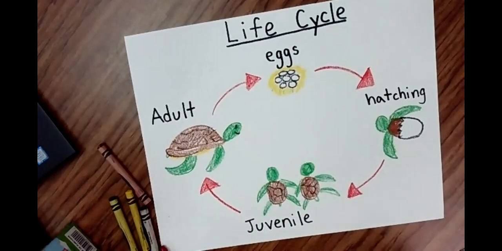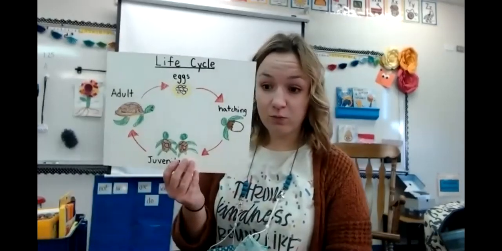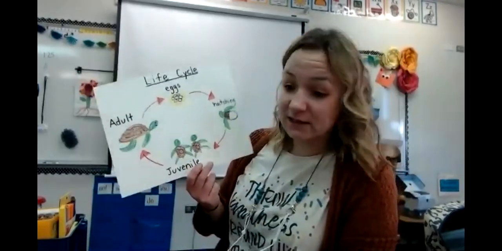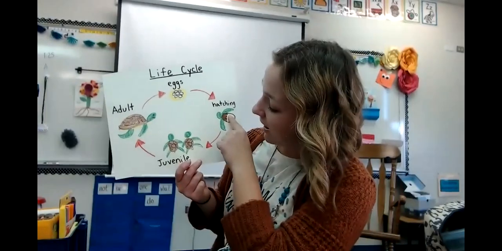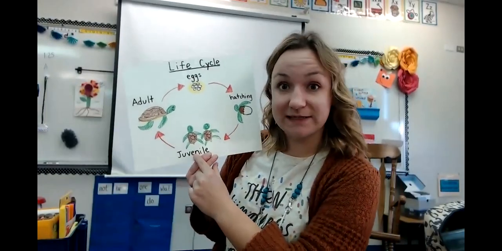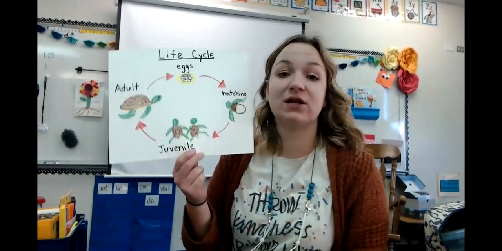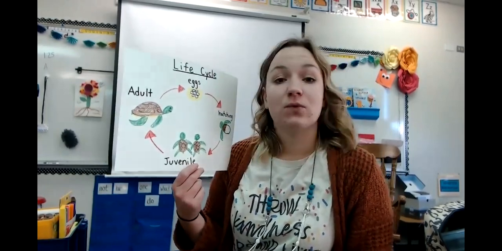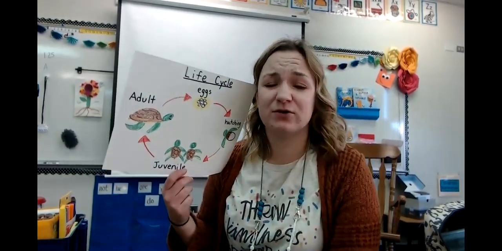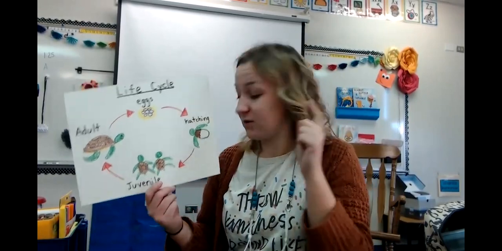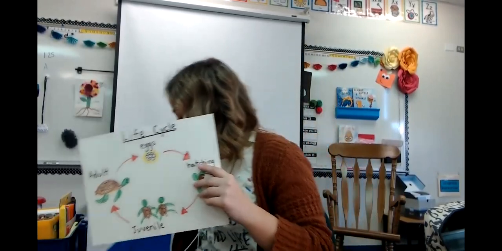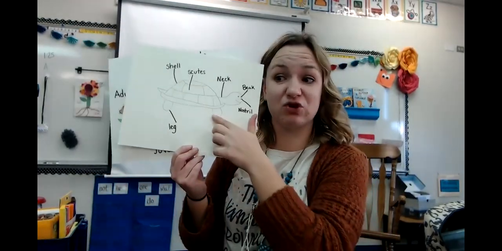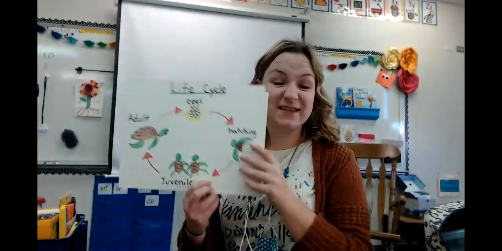Now, if you're all done, put your crayons away. Show me your beautiful picture. Well, it's the life cycle of a sea turtle. So egg, then they're hatching, and then they're juveniles or teenagers, and then they're an adult sea turtle. We have one more job on turtles. So we read about their facts. We did a diagram of a turtle. We did the life cycle of a turtle.